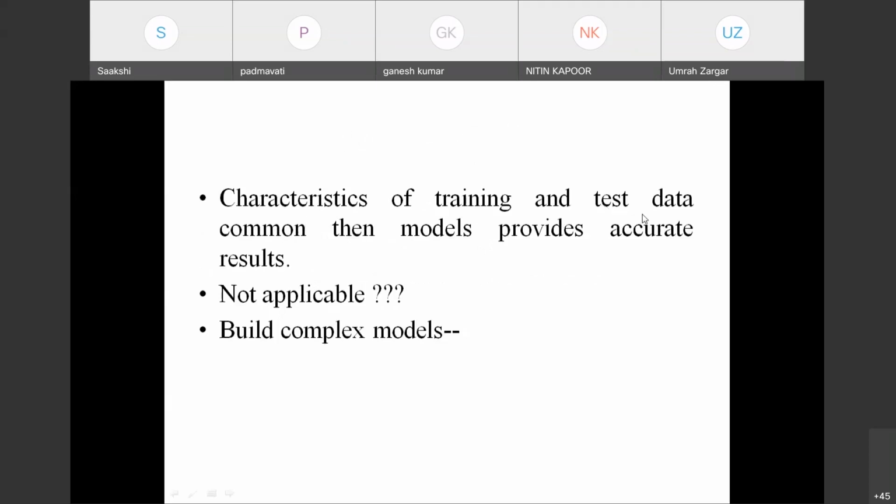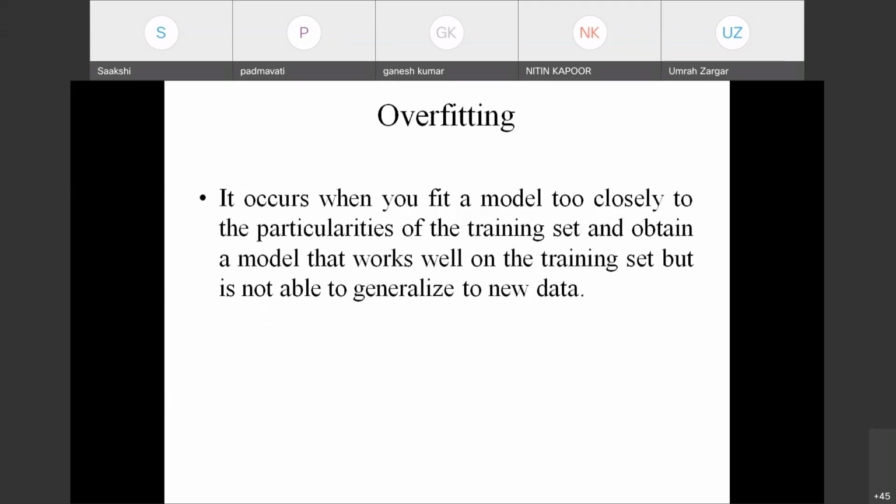Characteristics of training data and test data are common, then why does the model not always provide accurate results? It may not be true all the times. Okay, so what to do? What is the solution? The solution is to build a complex model. Okay, so my model should be complex enough to produce generalizable results. Okay, let us see the next term, that is overfitting.